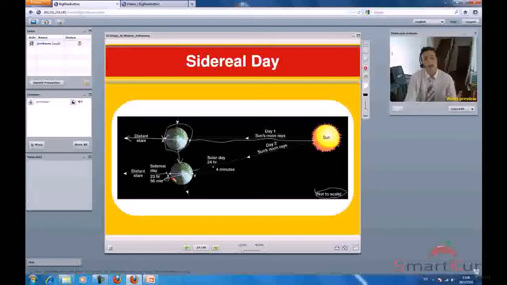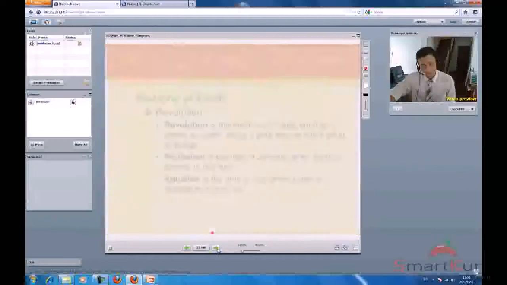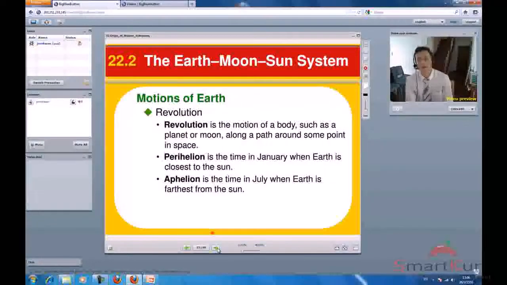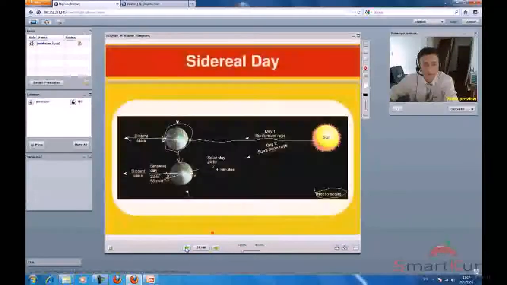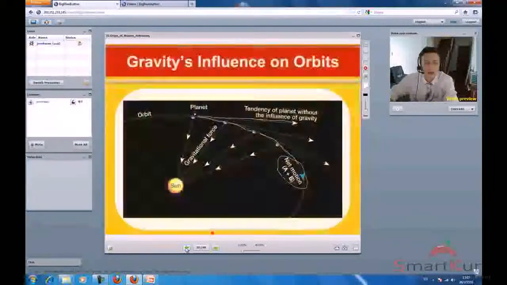But for it to be 24 hours, we would need to get to this point right here that's aligned with our sun. So it's going to take another 4 minutes for X to reach that point. So it's going to take another 4 minutes for it to be midnight again. So that's why we say a sidereal day is 4 minutes shorter than a solar day.